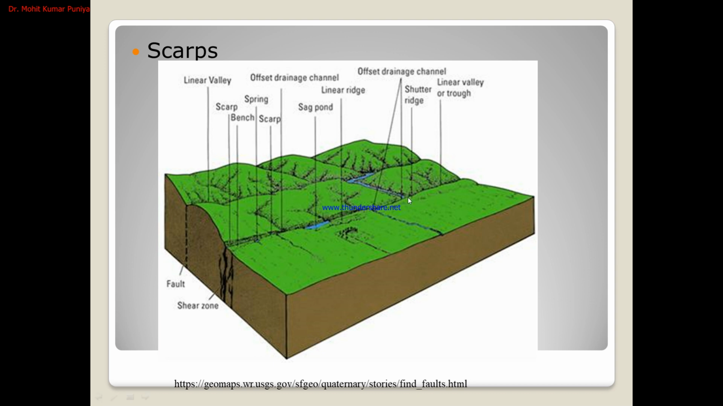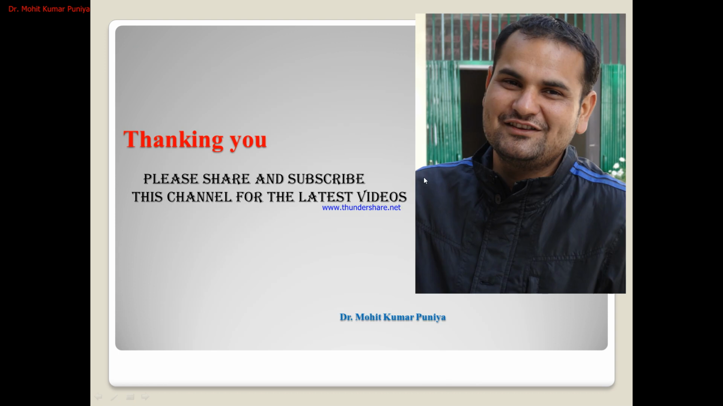Some other features are also associated with faults, like abandoned paleo channels. Those may be associated with faults, because a river can change its course due to faulting. So based on these criteria, we can very easily recognize these faults in the field.